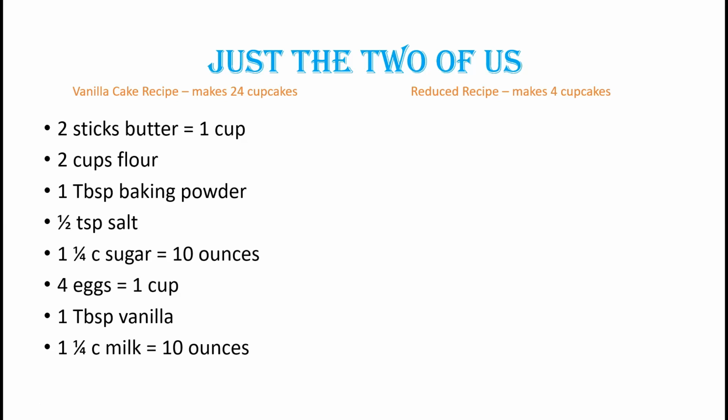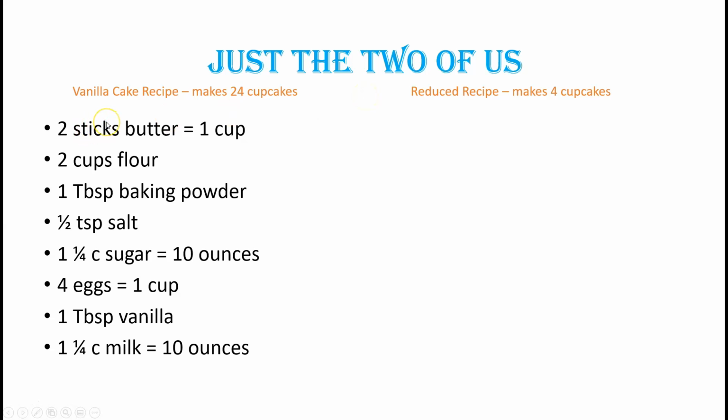But that means I have to take my regular recipe and apply some math. Yes, I know division is awful scary. Now notice on some of these, I have given some extra information, because it's going to make our division much easier. Because we're going to go from 24 to 4. That means I need to divide by 6.